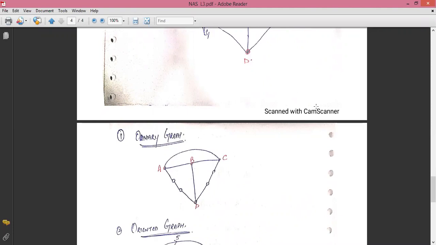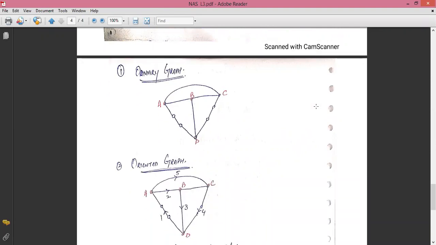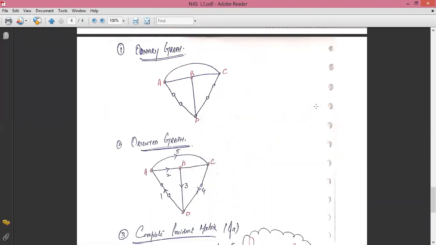So you know that in my previous lecture I told you that in case of an ordinary graph the direction of current is not given or not marked, but once you mark the direction of the current in the ordinary graph, the graph so obtained is called an oriented graph. Now you can see this is an oriented graph, isn't it? So I can simply put the direction of the current.